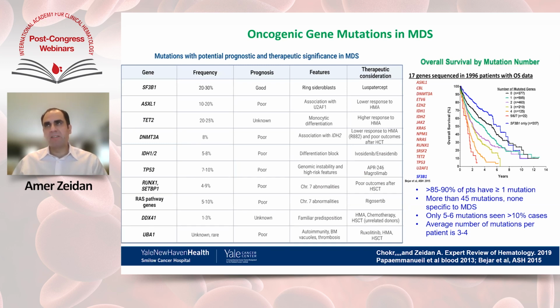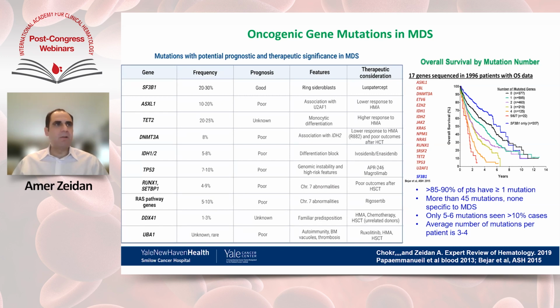However, what we realize is that beyond the cytogenetic abnormalities, oncogenic gene mutations are very important in MDS. More than 90% of patients with MDS will have at least one mutation. Most of those patients, even the ones who do not have any cytogenetic abnormalities, which is around half of the patients with MDS, most of them will have at least one molecular abnormality. The median generally per patient is around 2 to 3 mutations.